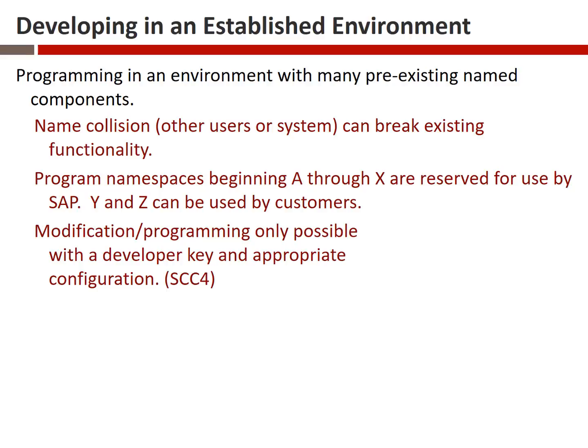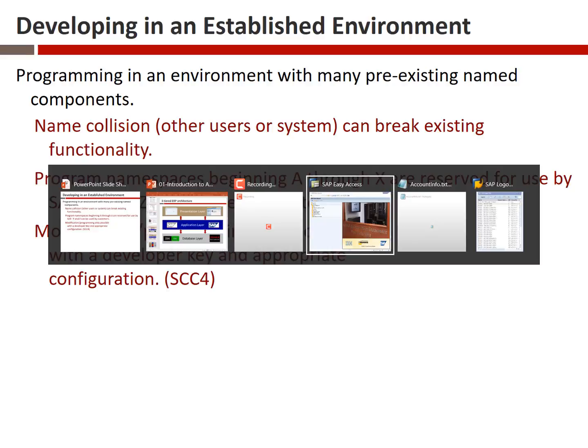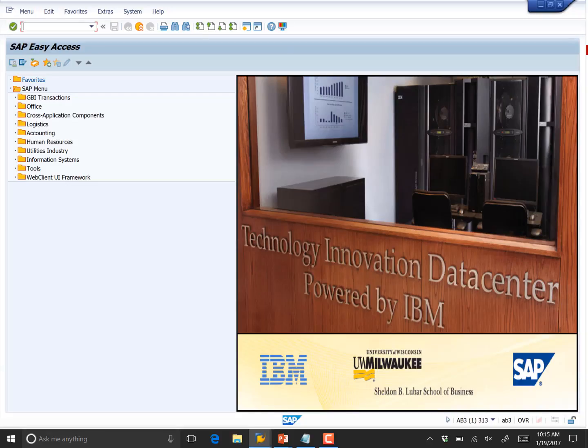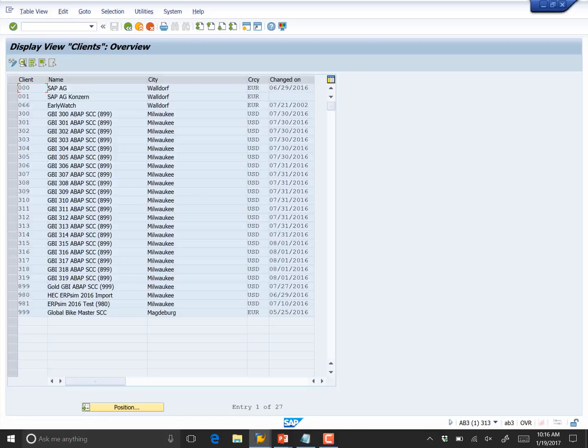In addition to this, it is necessary for a system administrator to go in and say that this system allows modification, it allows programming. I logged into, let's see if my SAP GUI is still up here. The actual transaction code for this is SCC4. You'll notice that this tells me that on this application server we are running, there are actually 27 clients.